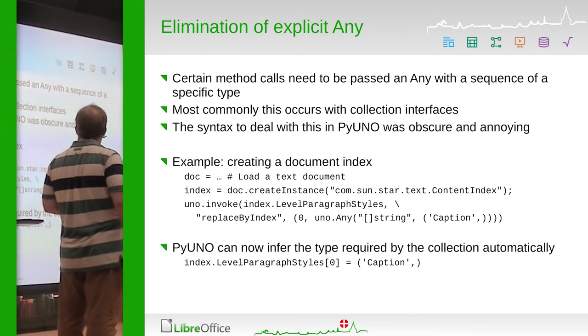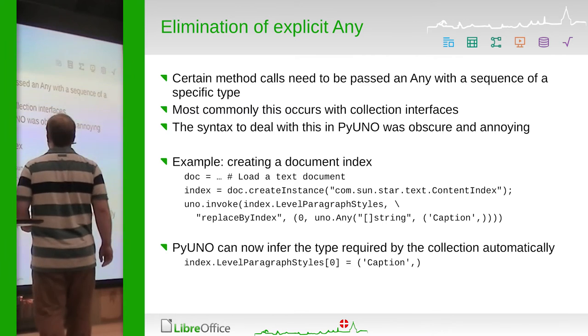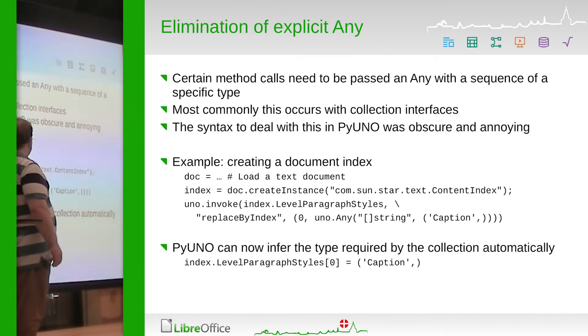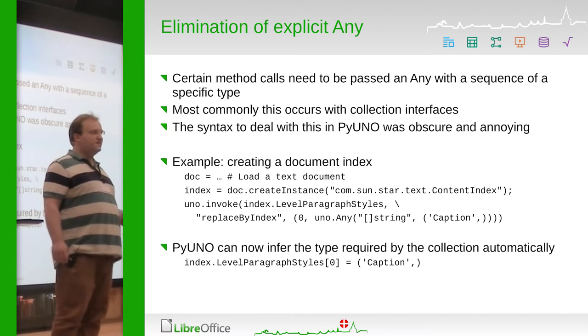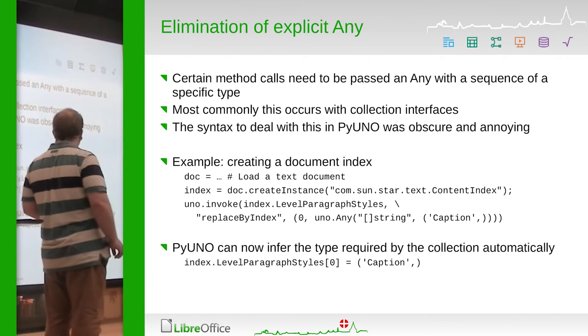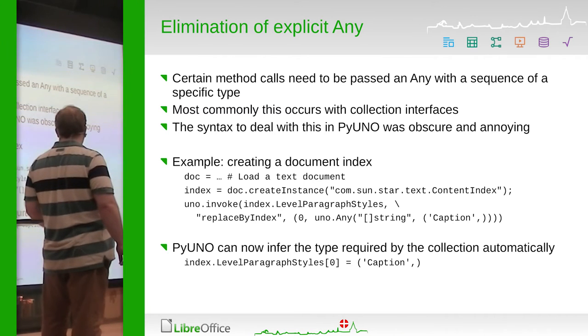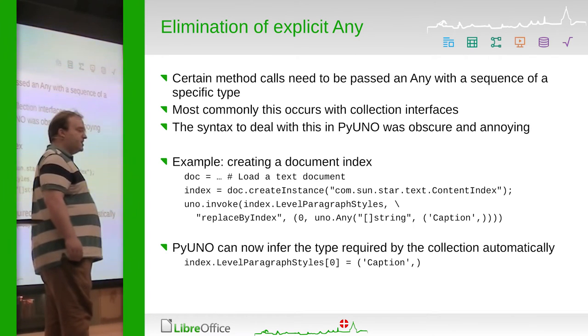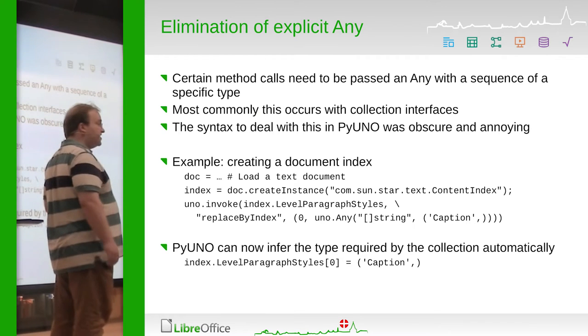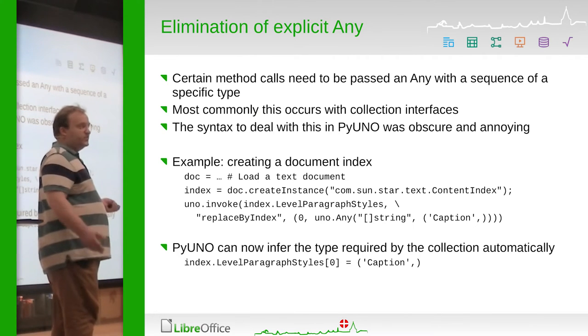One large wart on the PyUNO API before was that in certain instances you had to do this funny dance called a PyUNO method that expects its argument to be an any with a certain type. And PyUNO didn't like you to do that at all. It tried very hard to hide the explicit any. Now, instead, it correctly allows you to simply do this the short way and assign what you'd expect in one of the few cases which required this. A small thing, but it really annoyed me every time I saw this as the solution to the problem.